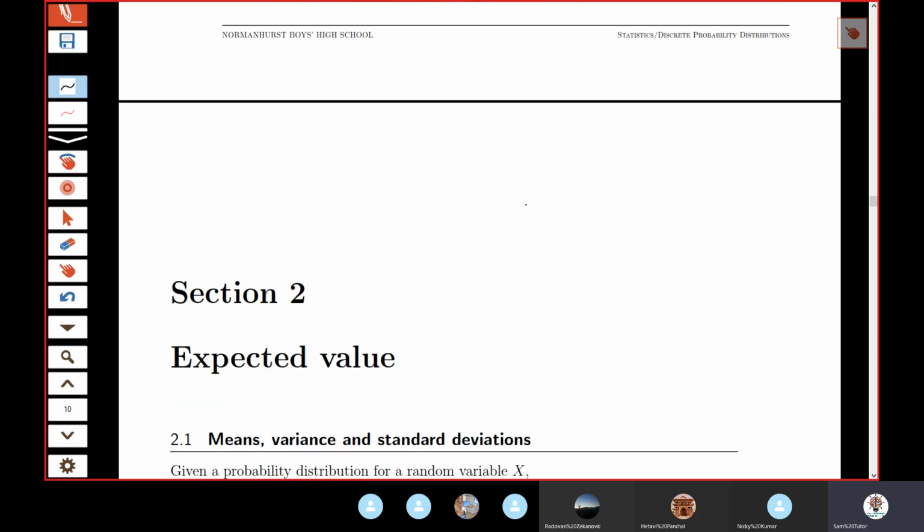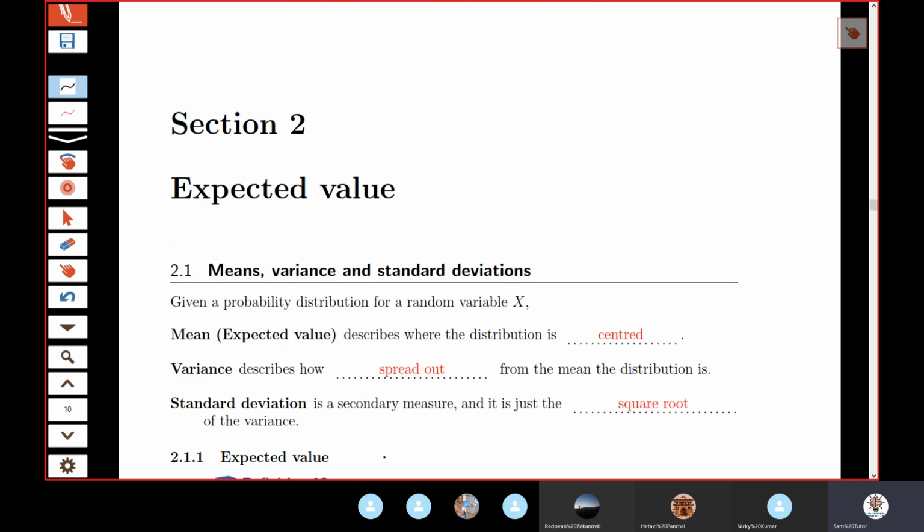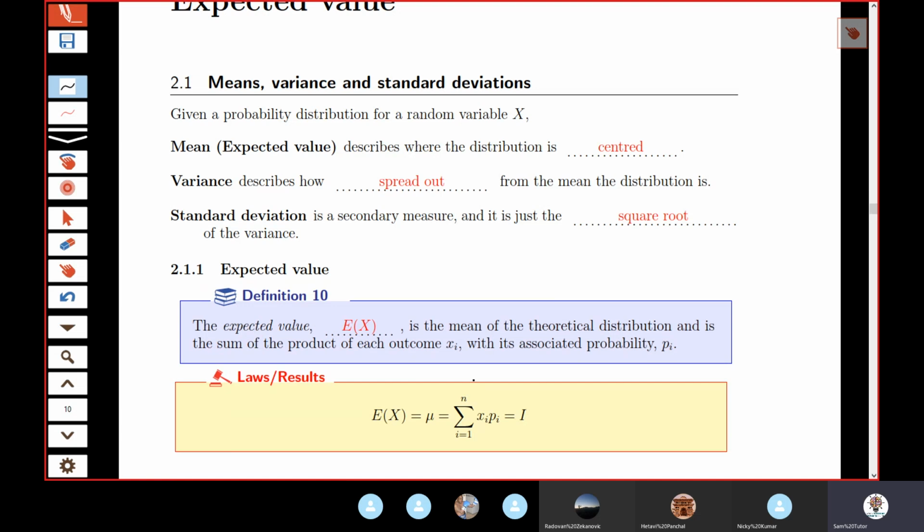Nothing too fancy there. It's uniform. For those who understand uniform, it's not changing, it's just constant. Expected value. Something you do need to know. All right. The expected value.